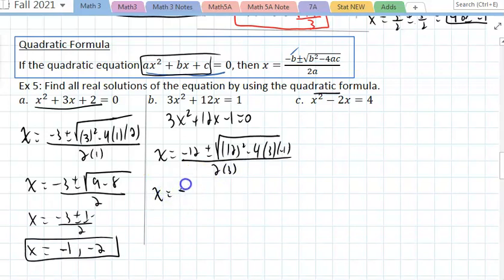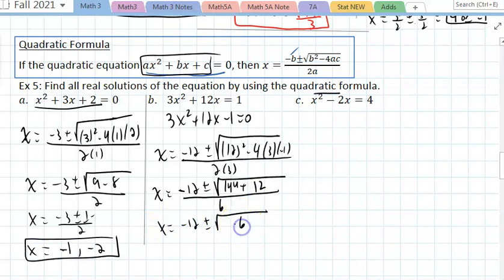X would equal negative 12 plus or minus the square root of 12 squared is 144 plus 4 times 3 is 12. 2 times 3 is 6, and this is a 6. X would equal negative 12 plus or minus, so 156.